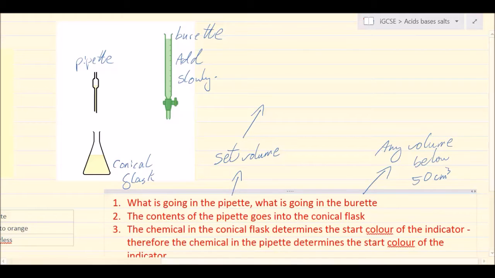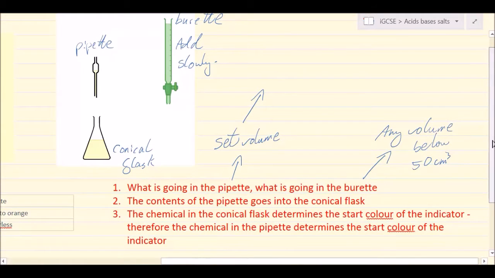Okay, so I'll show you my bullet points there. These are the three bullet points you want to consider. What's going in the pipette, what's going in the burette. And the way to determine that is, remember, if they don't already tell you that in the question, it won't necessarily be acid is always in the pipette, and it won't necessarily be alkali always in the burette, or however you've done it in school.